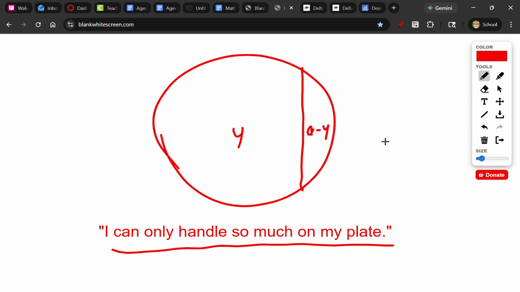That's the idea, again, of logistic growth is that I can only handle so much on my plate, so there's a carrying capacity that you have to be concerned about. And remember that when half of the carrying capacity is reached, that's when the maximum growth happens, the inflection point of the curve.